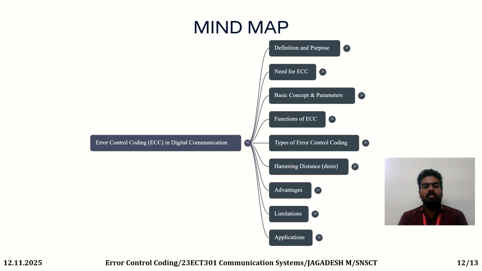When we come to the mind map, error control coding in digital communication has several subdivisions. One is definition, purpose and need for ECC, that is error control coding, and basic concepts, parameters and functions of ECC. Then types of error control coding, Hamming distance, that is d minimum, and advantages, disadvantages, limitations, and applications.